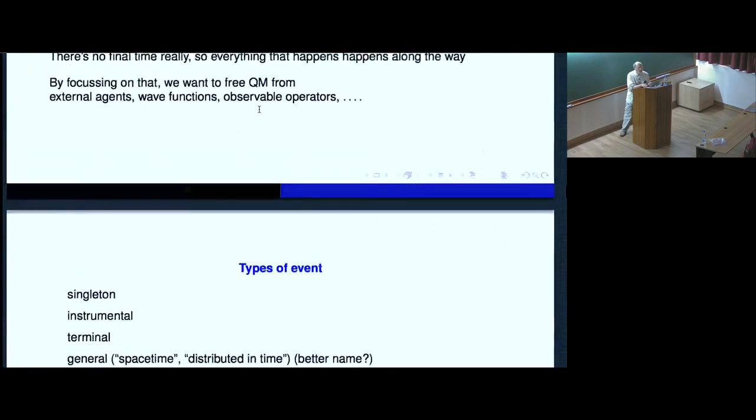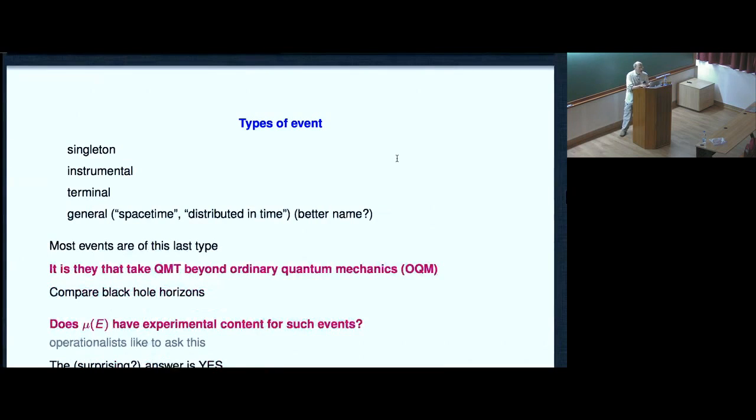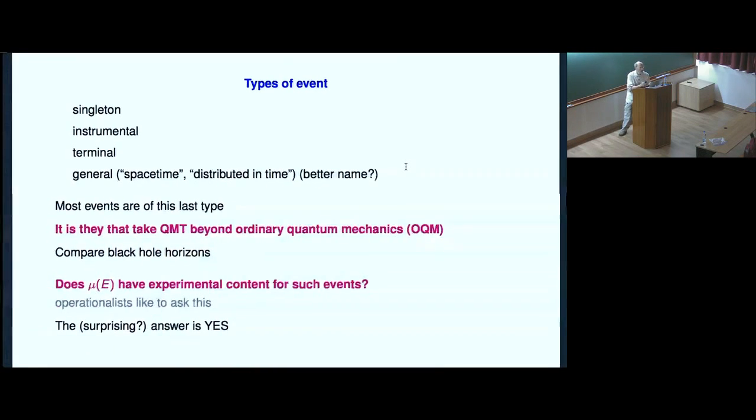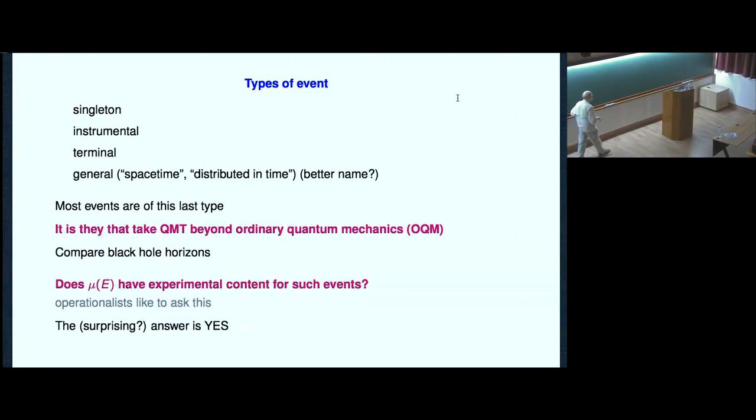Now to see in which way this quantum measure theory really is more general than ordinary quantum mechanics, which I've abbreviated OQM, it helps to think about the different types of events whose measure one might be interested in.